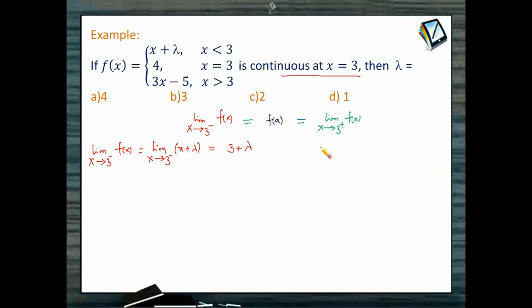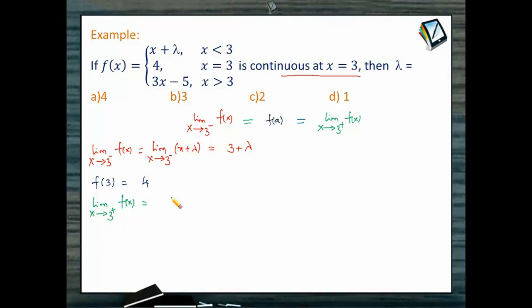Now similarly, what is f of 3? f of 3 is defined directly. It is given to be 4. So the left hand limit is calculated, and the functional value is calculated. Now what are we left with? We are supposed to calculate the right hand limit. Let's see what is limit x tends to 3 plus f of x.